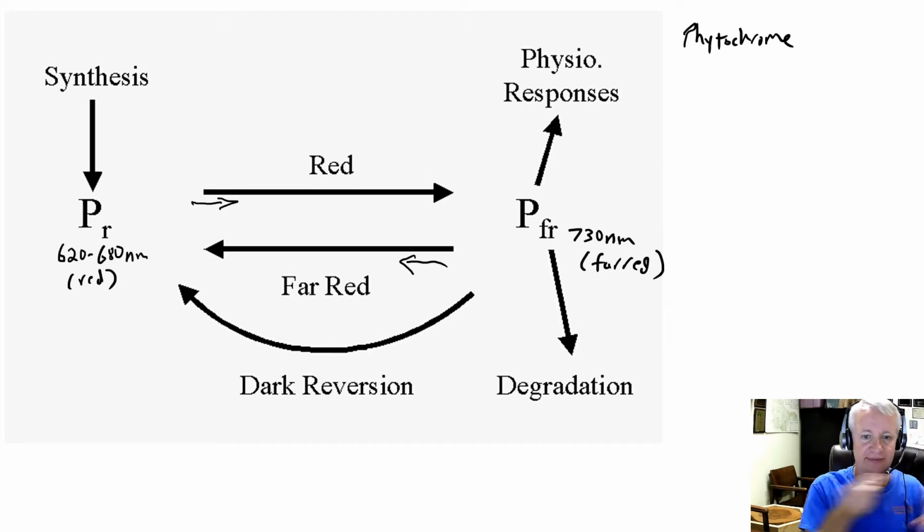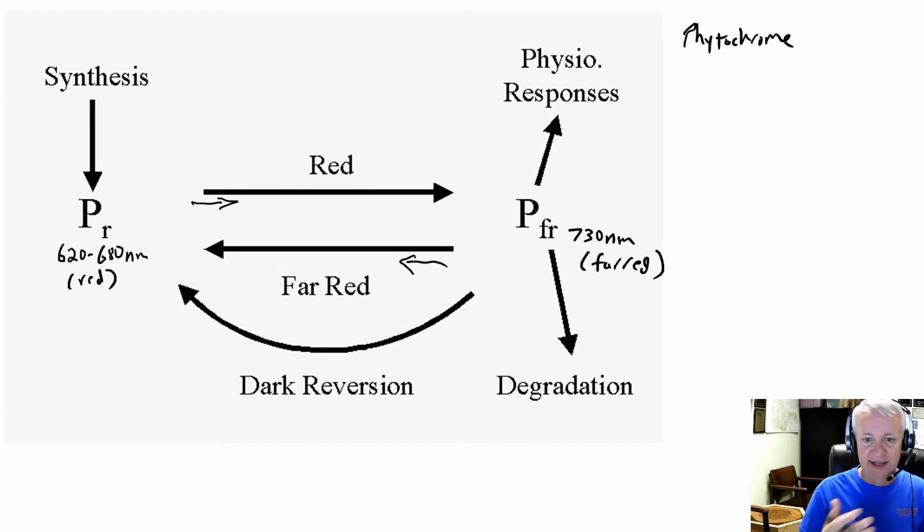So, for instance, given equal quantities of red and far red radiation striking that photoreceptor, there's basically equilibrium between the two forms of phytochrome. But if the balance between red and far red radiation shifts, that in turn shifts the balance between the red phytochrome and the far red phytochrome. And that shift in balance triggers physiological responses.